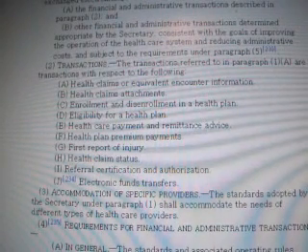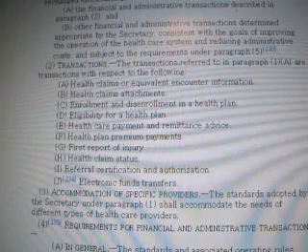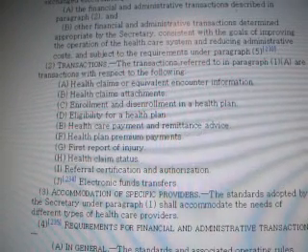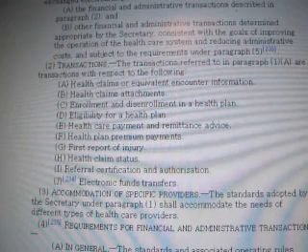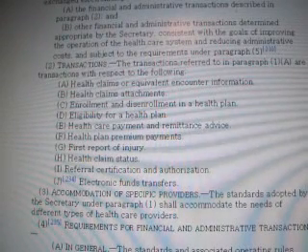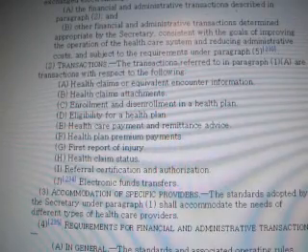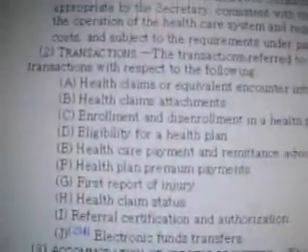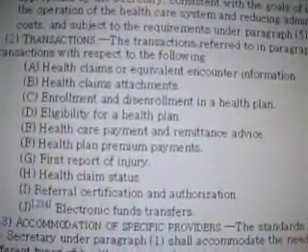What these people have done, there is this thing called the Social Security Act, and this Social Security Act has a whole bunch of sections just like the healthcare bill. Well, now we're going to be talking about section 1173 of the Social Security Act. And what they have done is they have added extra things to section 1173. They're defining what a transaction is in section 1173. And these are the following things that are defined as a transaction.